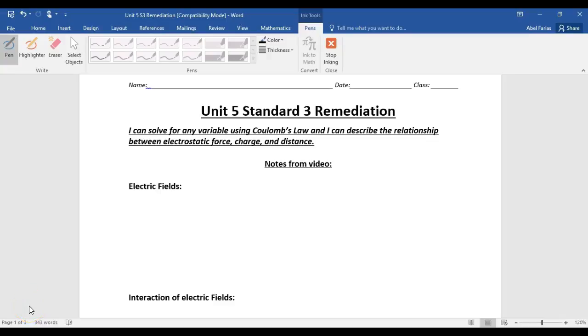Okay guys, so we're going to go over Unit 5 Standard 3. Now Unit 5 Standard 3 is linked to Standard 2 in the sense that we have to know the atomic structure in order to understand how charges work. Now when you have multiple charges, so if we gain a positive charge, we lost electrons, we can analyze how that actual charge produces an electric field.